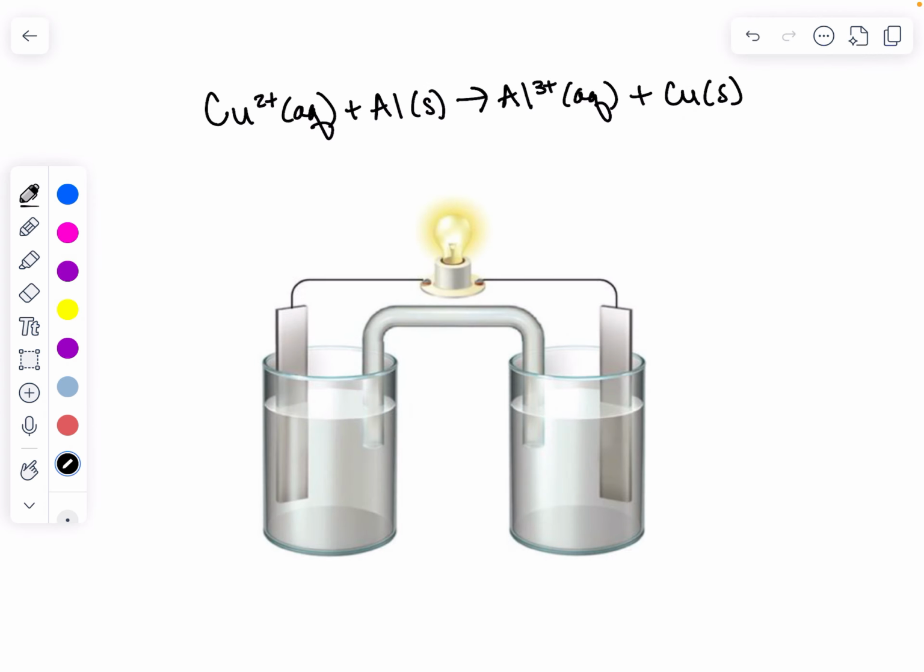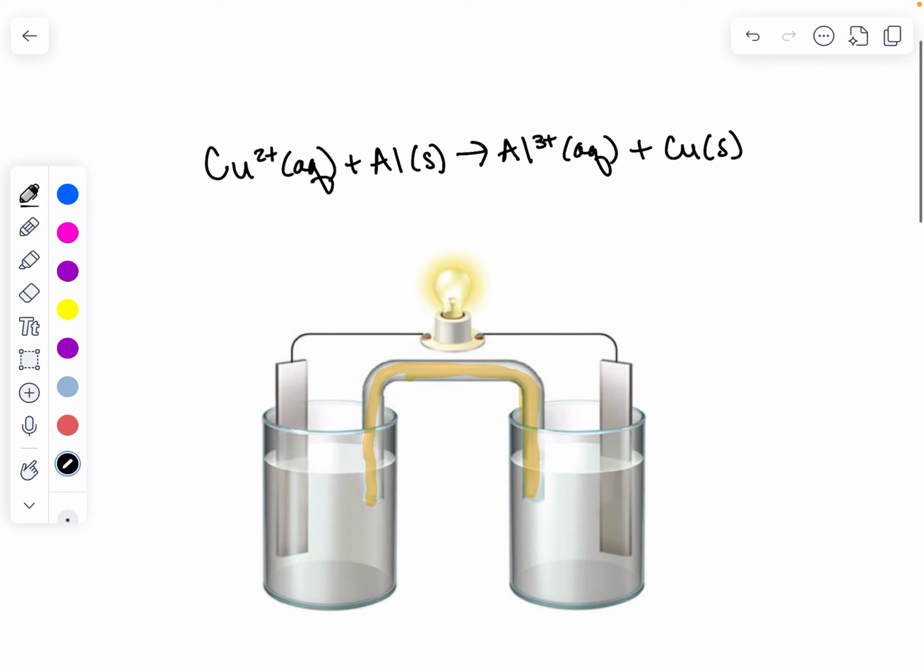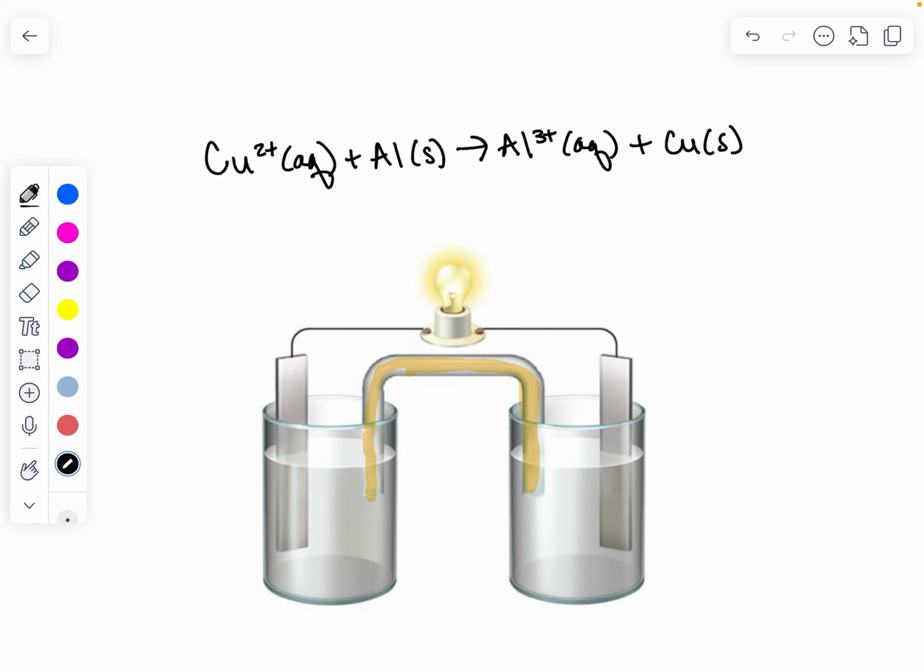If we want to draw an electrochemical cell, we might have a figure like this where we have two beakers connected by a salt bridge, which is right here, as well as a wire. So this is how we're going to diagram an electrochemical reaction. So say we have the reaction of copper ions plus solid aluminum goes to aluminum ions and copper solid.